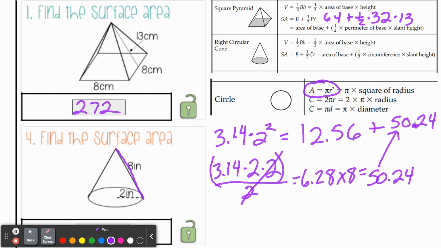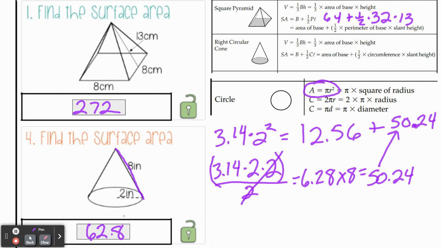All right, so now we add those two numbers together. And you get 62 and 8/10. Now you don't have to put your centimeters or inches in, just the numbers, and that should unlock it then. Okay.